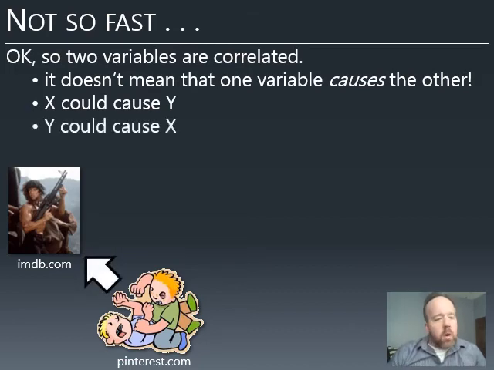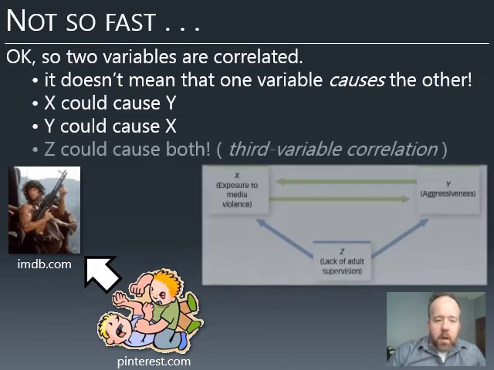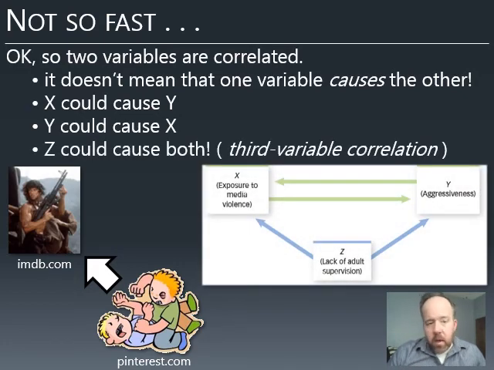Because also, Y could cause X. It could be that children that are already more aggressive or violent are drawn to watching aggressive or violent movies and television. So that relationship could go either way. We can't jump to the conclusion that watching violent TV makes a person aggressive or violent. And of course, neither of those could be true. It could be that some third variable, Z, causes both. And this is what's called a third variable correlation.